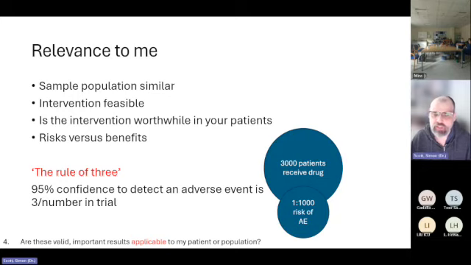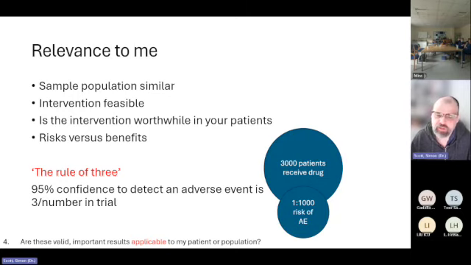So if you want to detect a drug with harm with a risk event of 1 in 1,000, you would need to recruit 3,000 people. If you've only recruited 1,000 patients and no one has had any adverse events, you can't say that there is no risk of adverse event. What you can say is that the risk is probably less than 1 in 1,000.